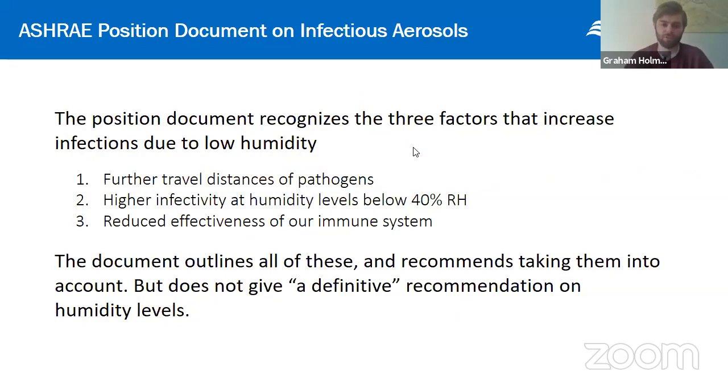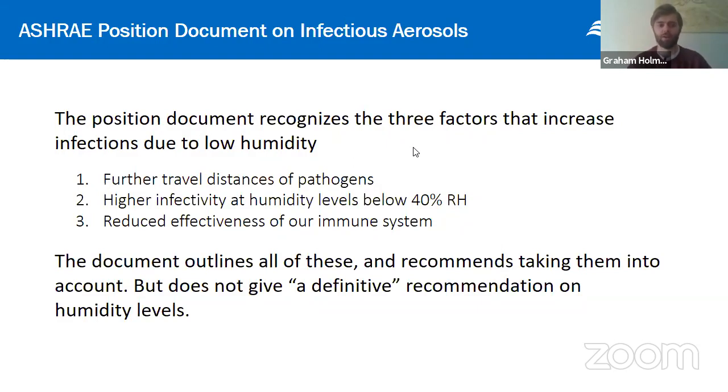So the position document is actually a great step forward from ASHRAE. It completely recognizes the 3 factors that can increase infections due to low humidity. Number 1 being, of course, further travel distances of those pathogens. In dry relative humidity, those droplets and droplet nuclei shrink down to microscopic sizes and can float around for hours and hours and travel much longer distances. When you get up past 40%, like we've said for a long time, they aren't able to shrink and their settling time is much, much shorter.